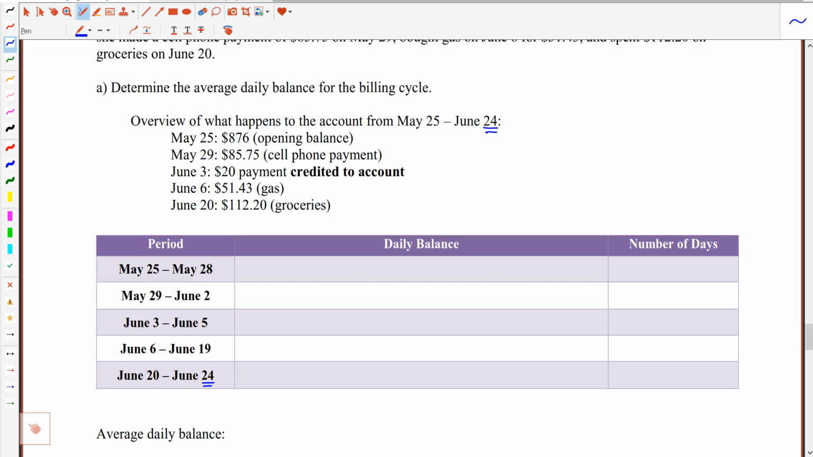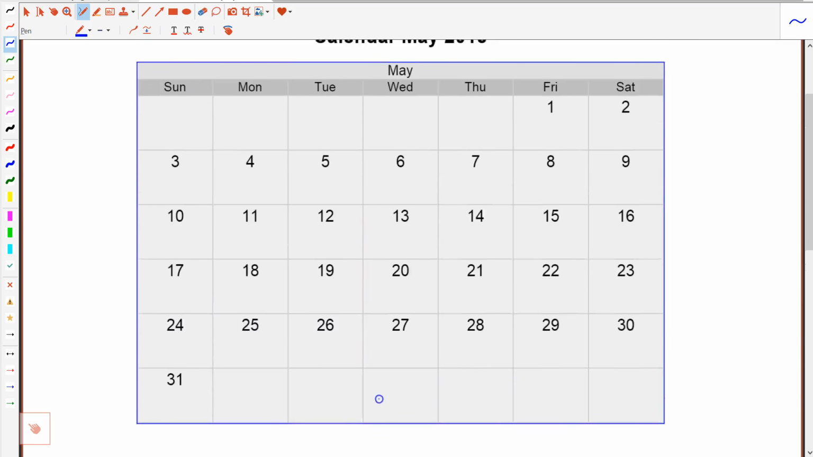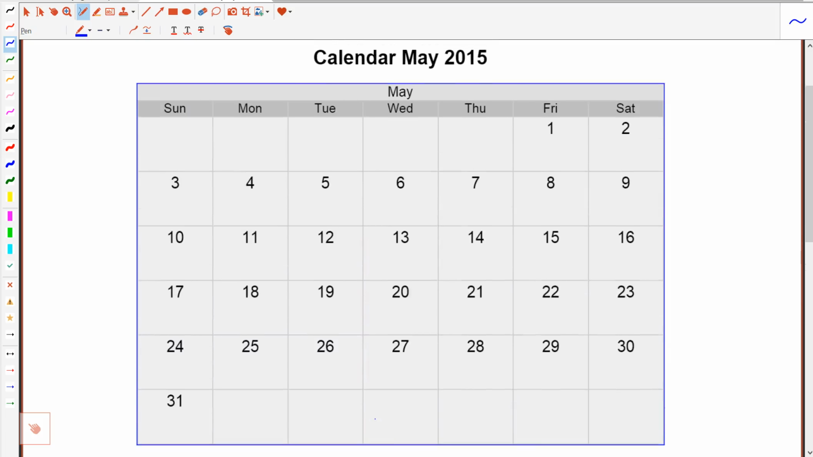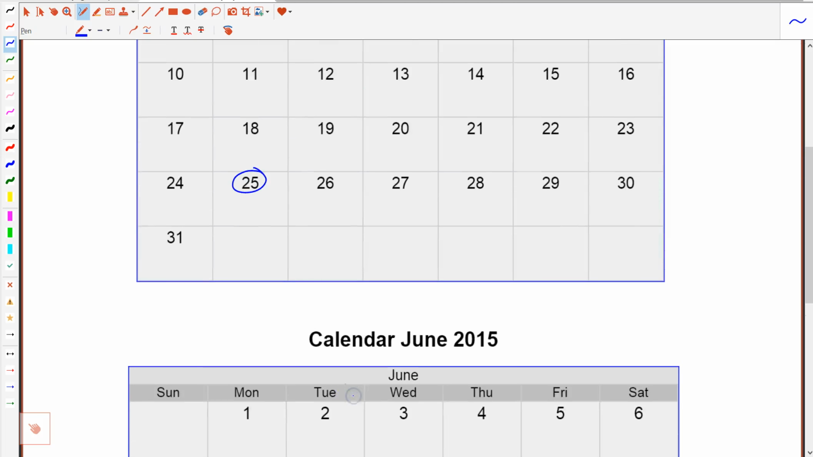Now sometimes on these examples, I think it's actually helpful to have a calendar. So I have a calendar right here that will have May, and then down here we'll have June. So right now I'm keeping track of what's going on this card from May 25th through June 24th. That's the billing cycle, so I'm not going to be worried about anything that happens outside of those date ranges. Now on May 25th, that's when the billing date for the previous billing cycle was, and at that point in time we owed $876 on the card. We will continue every day owing $876 on the card until something happens on the card.